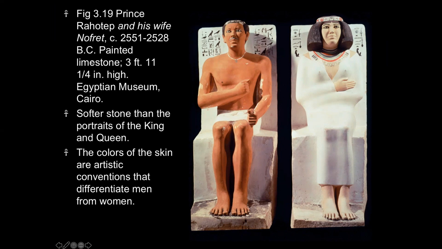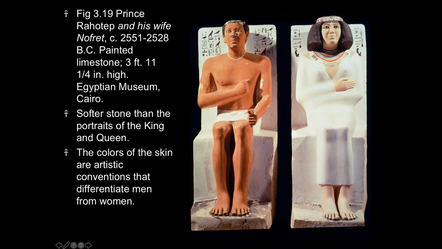But you'll notice that this is made of limestone. It's smaller, even though it's the same type of format. It's 3 feet 11 inches high, and limestone is a much softer stone. So Prince Rahotep, not the pharaoh, he does have a great mustache, and is being portrayed in a way that is slightly less elite than the pharaoh.